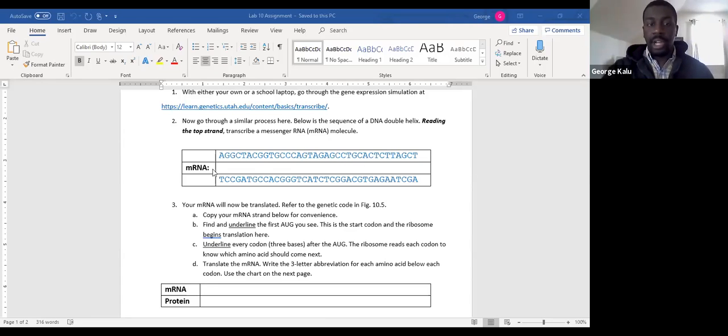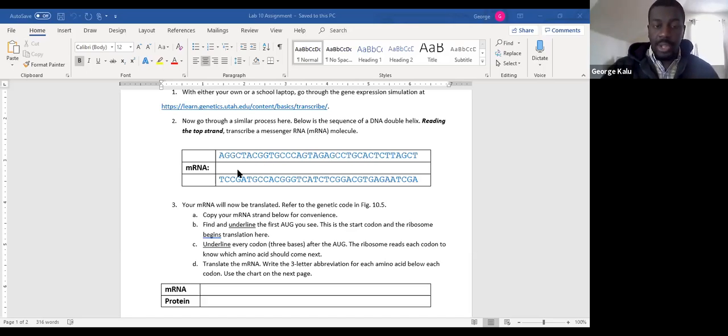What you're going to be doing is creating an mRNA sequence using the top strand as your template strand. So this top strand is going to be your template. You're going to produce an mRNA sequence, and you're going to write that in here. That's going to be your mRNA. That's going to be your transcription process.